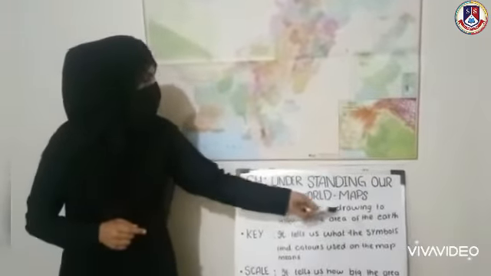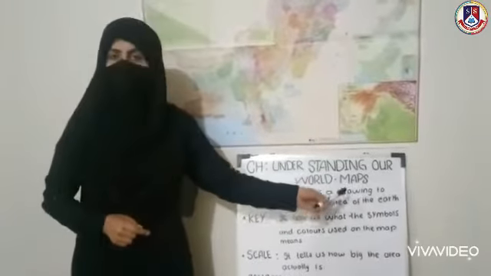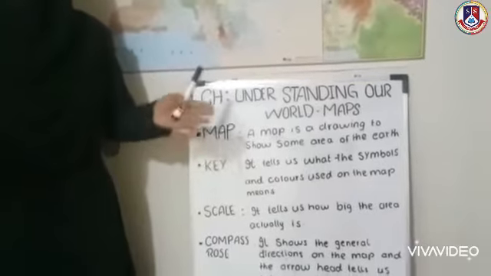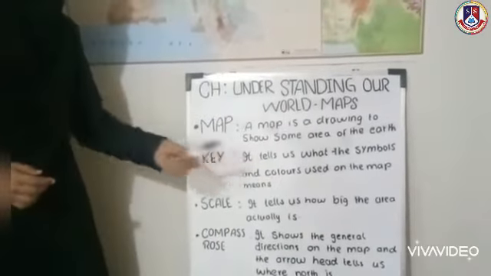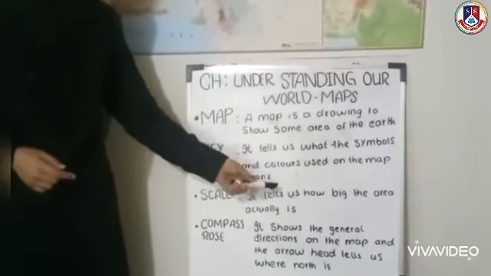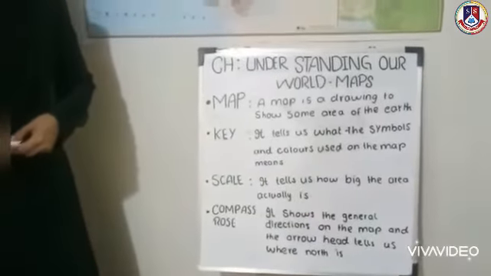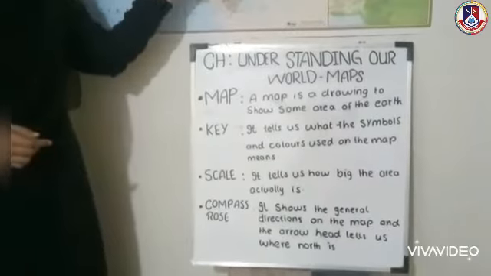Map. A map is a drawing to show some area of the earth. Key, it tells us what the symbols and colors used on the map mean. Scale, it tells us how big the area actually is. For example, if the area on the map is 1 centimeter, it may be 1 kilometer on the earth.